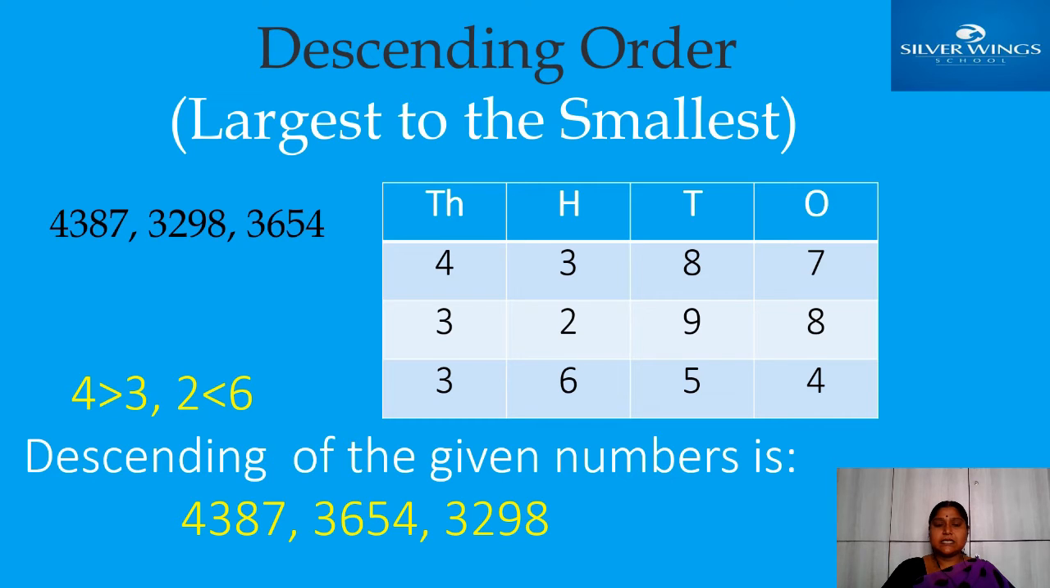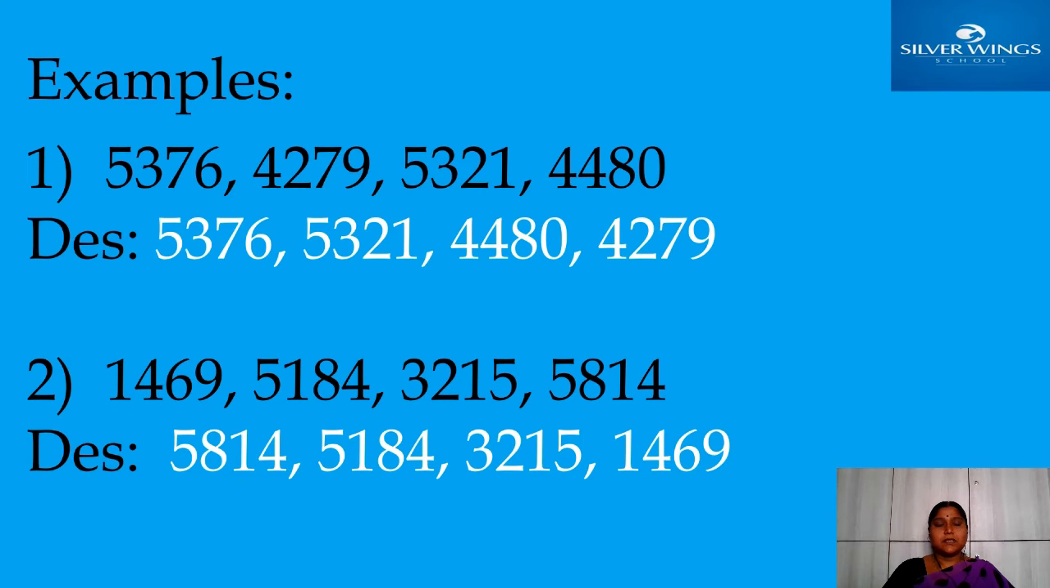Then what is the descending order of the given numbers? 4,387, 3,654 and 3,298. That means 4,387 is greater than 3,654 and this is greater than 3,298. Descending order means largest number to smallest number. While coming down like that, from biggest number to smallest number is called descending order.